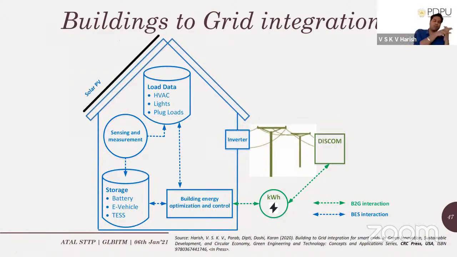Now for a grid interactive building energy system, what are the physical equipment that are required? This is one of the formulated scenarios, the design that I proposed. If we have a rooftop solar PV, that is a prosumer, a particular building with on-site renewable energy generation. We will have sensing and measurement in order to sense the load data for each and every building energy system. Also the storage, that can be a stationary storage battery, mobile storage like electric vehicles, and also thermal energy storage systems. And through the optimization and control, the energy meter would be communicating with the distribution utility.